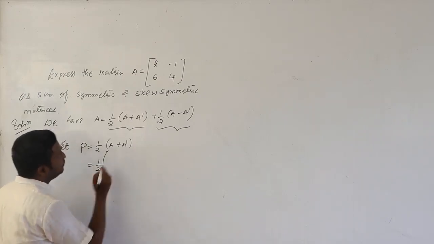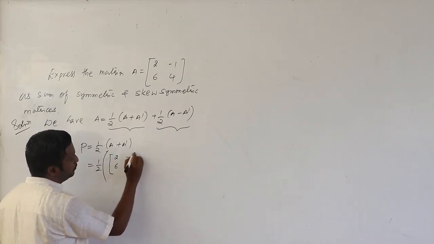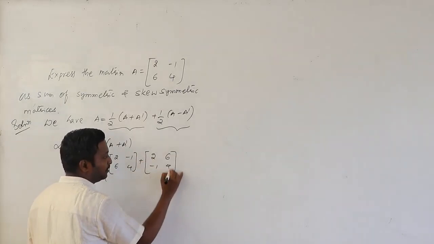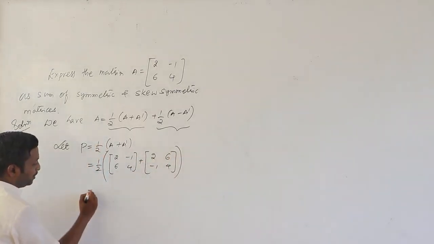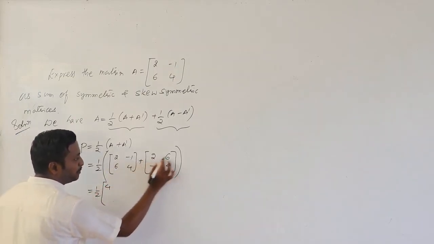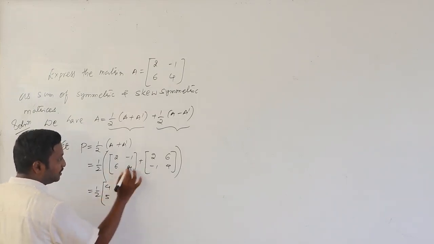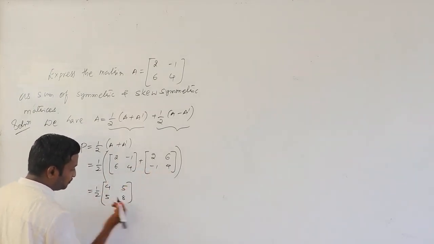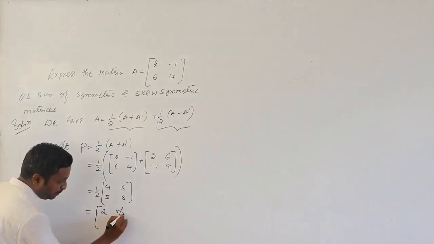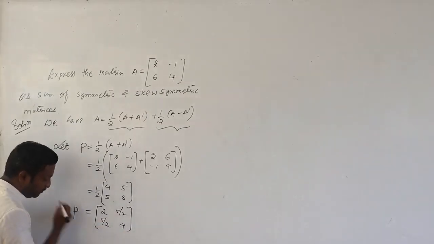A is what? A is the matrix [2, -1; 6, 4]. Plus A dash is what? A dash is [2, -1; 6, 4] transposed. Adding elements: 2 plus 2 is 4. Minus 1 plus 6 is 5. 6 plus minus 1 is 5. 4 plus 4 is 8. Multiplying by 1 by 2, it becomes 2, 5 by 2, 5 by 2, 4. This is what, P.